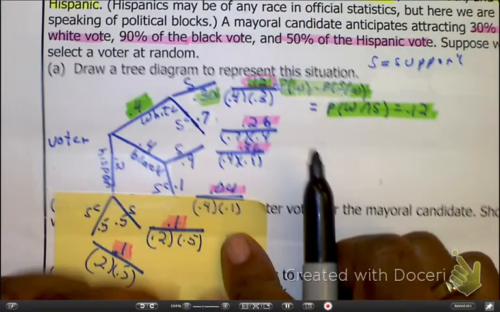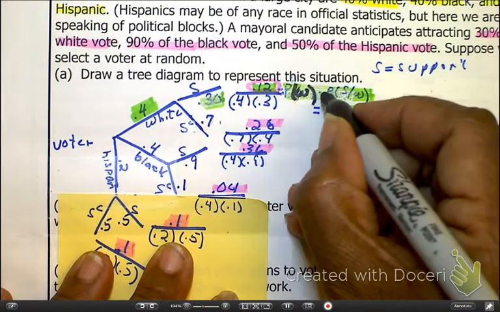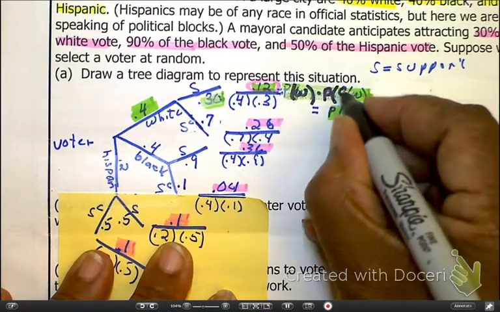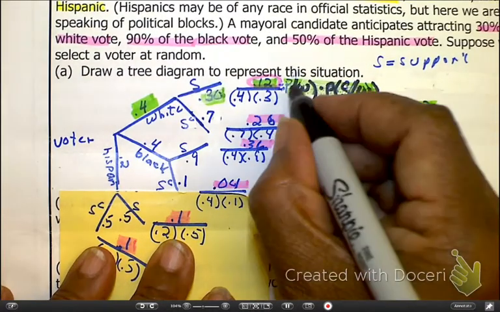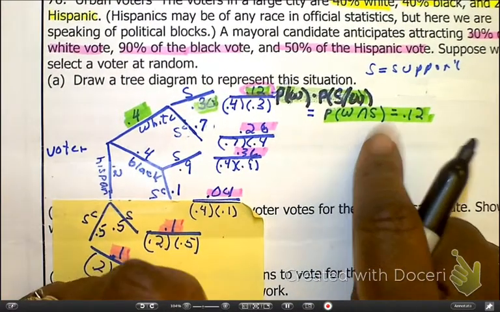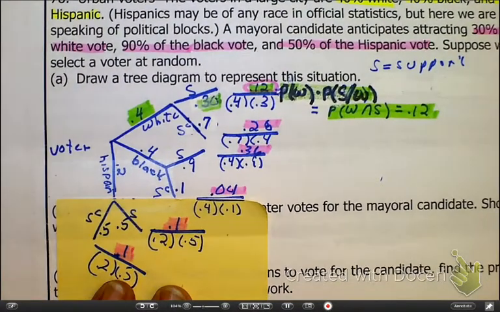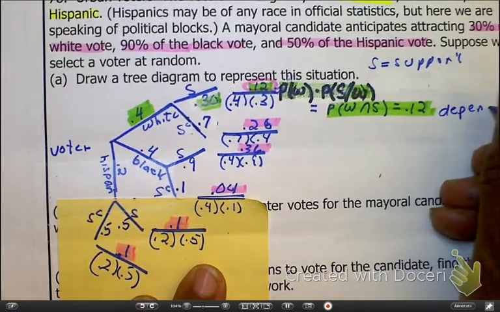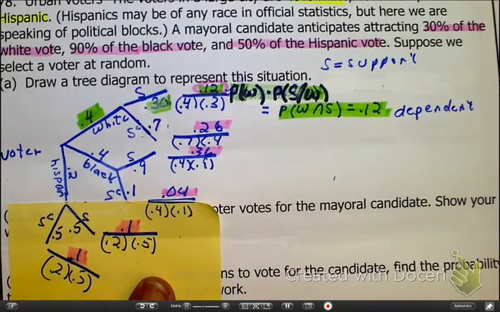Here, please remember, and this is based on the stuff from last night, that's the probability of white times the probability of support, given that they were white. And that represents the same as the probability of white and supports him. And please, again, like I said earlier, if you're like, well, Miss Yarbrough, last time all we did was multiply, these situations are dependent. That's why, even though the equation looks the same, the results are different.